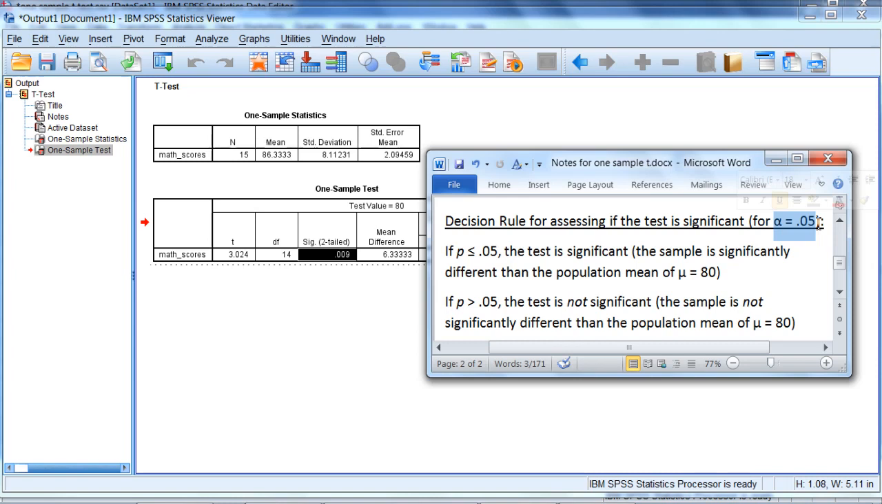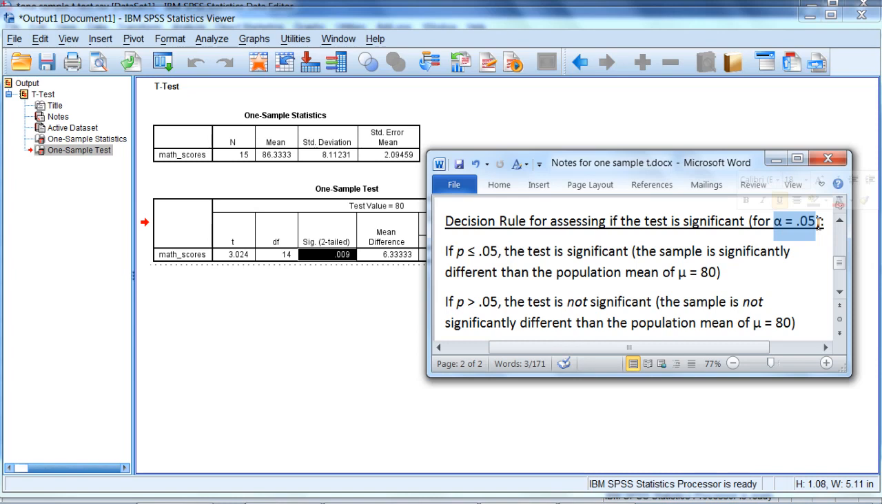So we're going to allow for that possibility. So we'll conduct a two-tailed test that allows us to determine whether scores are significantly higher than 80 or significantly lower, if that, in fact, turned out to be the case. Okay, so we'll use alpha 0.05 and we'll use a two-tailed test.